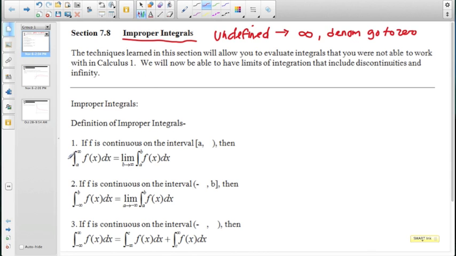The first case that we're going to deal with is literally an upper bound that is infinity. Instead of having this infinity in the upper bound, we relabel the upper bound b, and we take the limit as b goes to infinity. Likewise, we could also have a lower bound of negative infinity, and we replace that with a variable, and then take the limit as that variable approaches negative infinity. So here's a lower bound that approaches negative infinity.